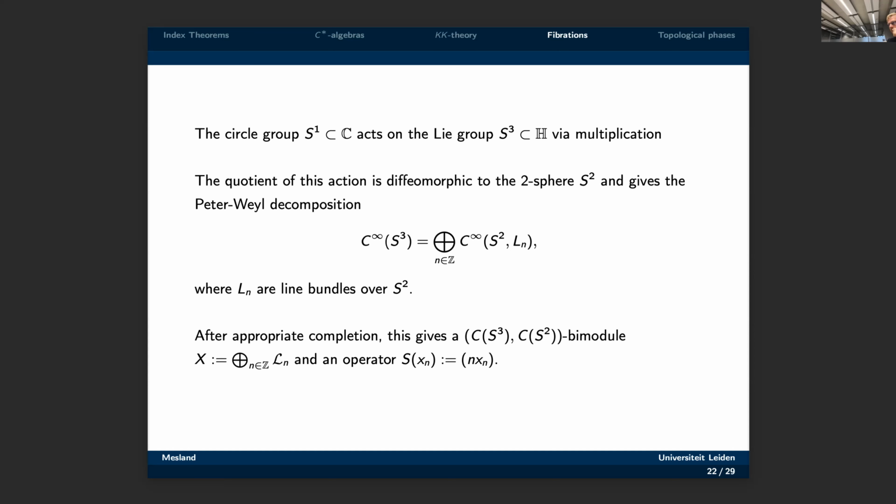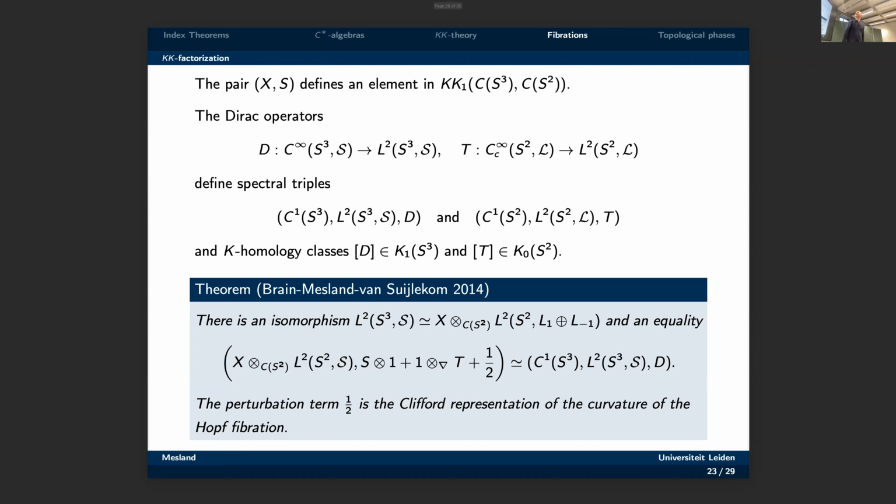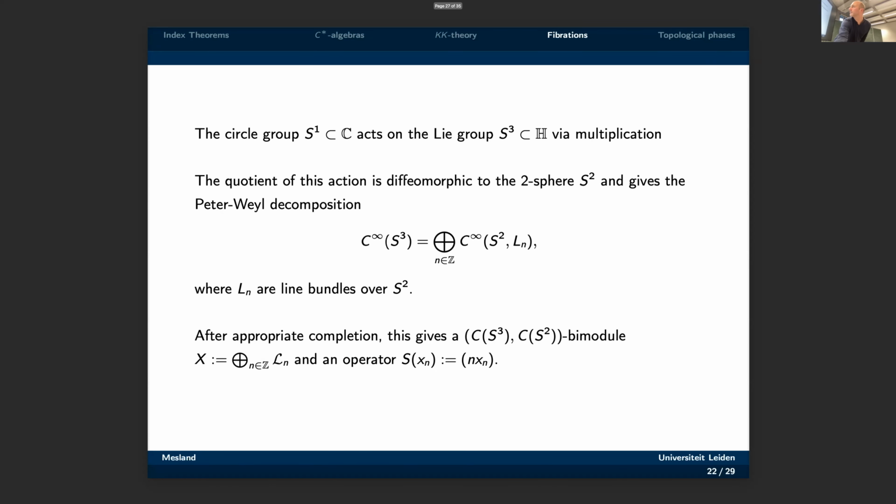Because you said something about you take the completion, because on the one hand you have the smooth functions on S3, and on the other hand you have sections of these line bundles of S2. And then you mean here? I didn't say, did I say? Oh, here, after appropriate completion. Yeah, so you need to do something here, which just means that I want to complete this in an L2 way in this vertical direction, but not in the S2 direction. So I want to introduce some L2 decay in this direct sum. It's an analytic subtlety. I'm not sure if we really need to think about this now.